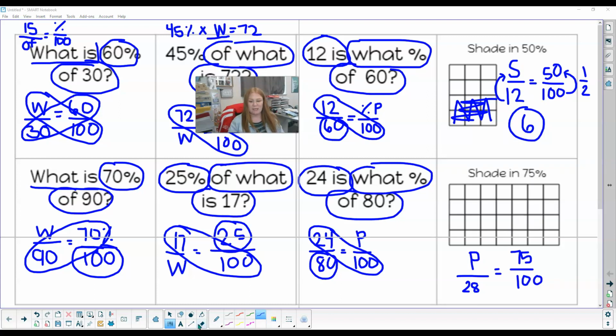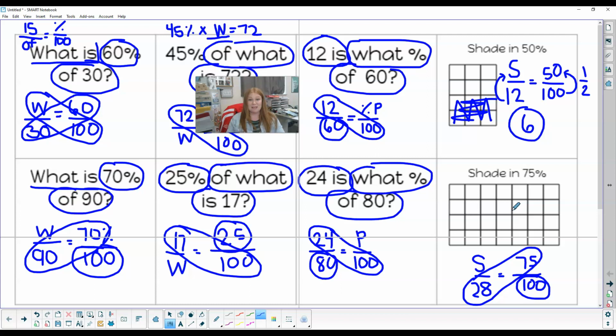Okay, and our last one here. So this one here, we want 75%. So 75 is out of 100. And then we're looking for how many we are shading in out of. There's 4 this way, and 1, 2, 3, 4, 5, 6, 7 this way. 7 times 4 is 28. So I can do 28 times 75, and then I divide it by 100, gives me this missing shaded piece here, and that tells me how many to shade in.